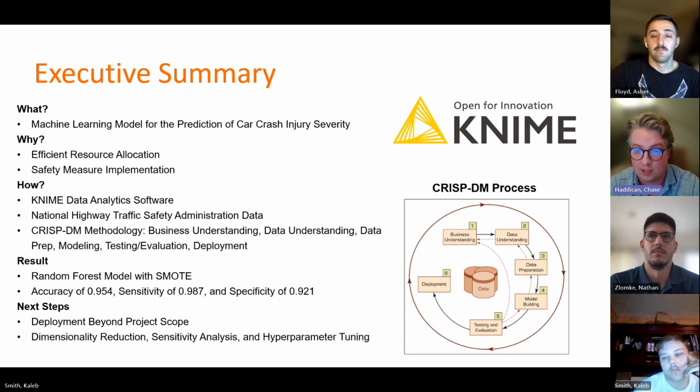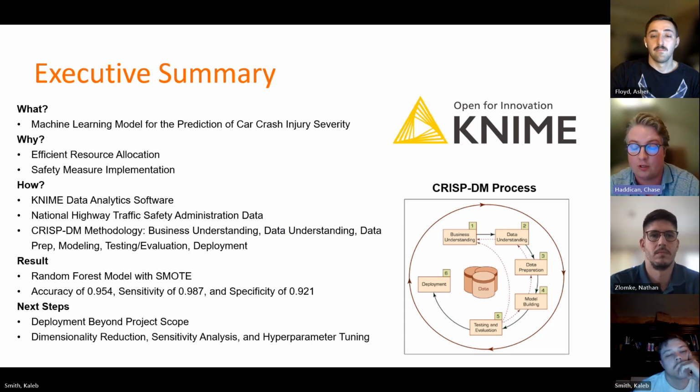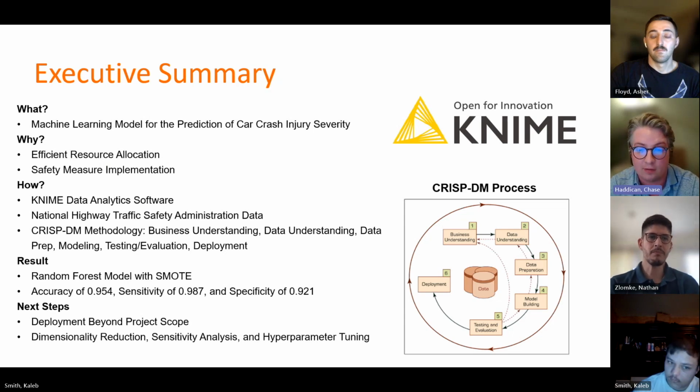And our result, after running several K-fold cross-validated models, including XGBoost, decision tree, random forest, artificial neural networks, and logistic regression: our chosen model was the random forest model with SMOTE, which had an accuracy of 95.4%, a sensitivity of 98.7%, and a specificity of 92.1%.